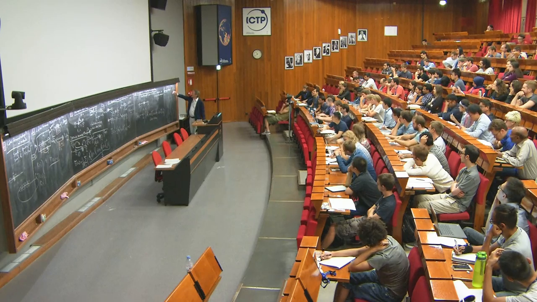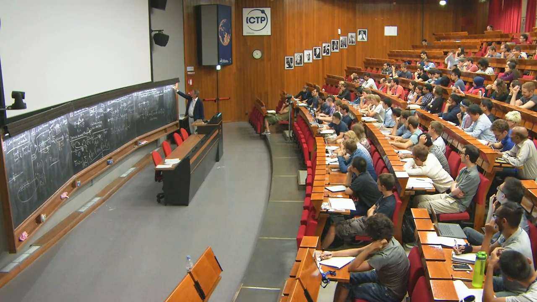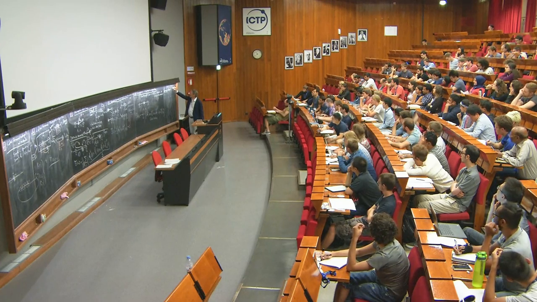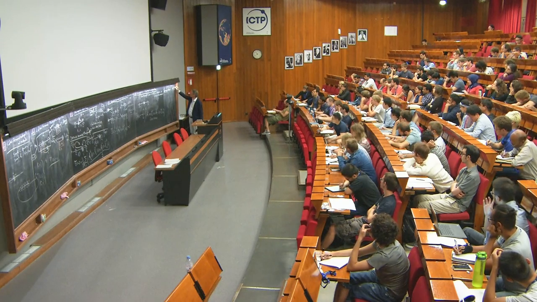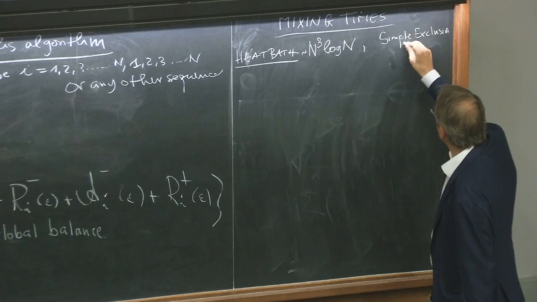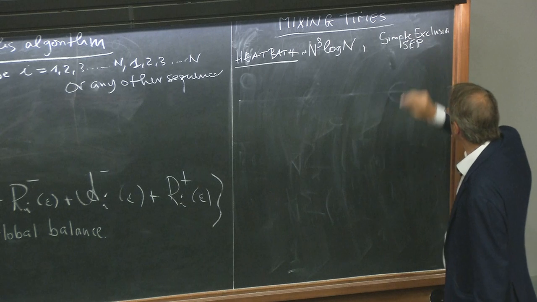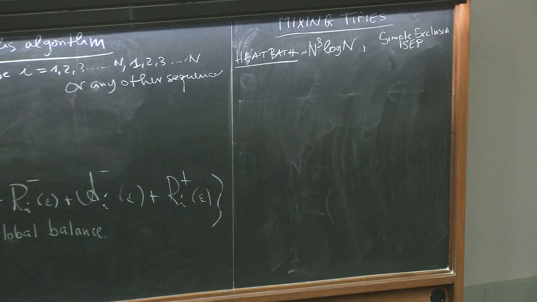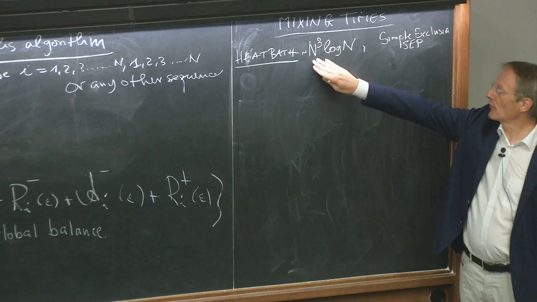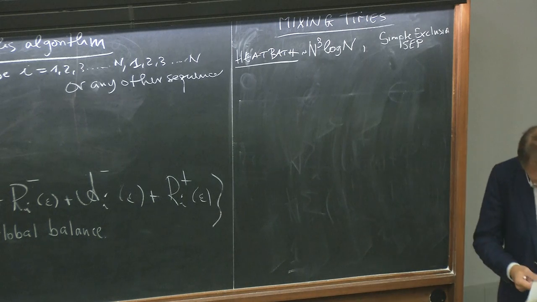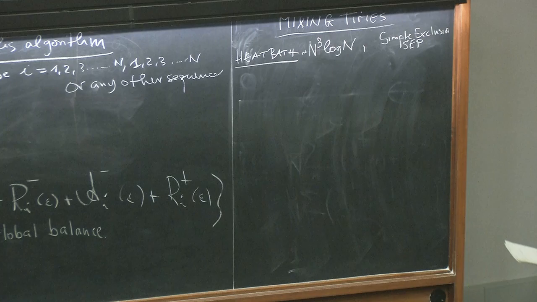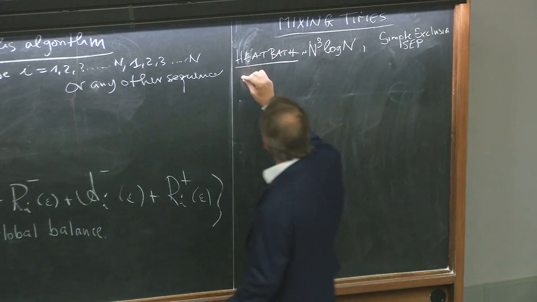It also has a discrete version, which is called the simple exclusion process, SEP. And 3 years ago, Hubert Lacroix proved that the mixing time of this algorithm is also of the order of n cubed log n. So now we have the Metropolis algorithm.